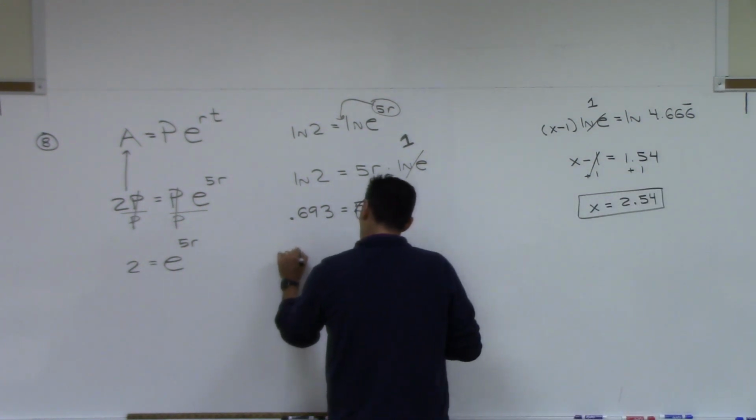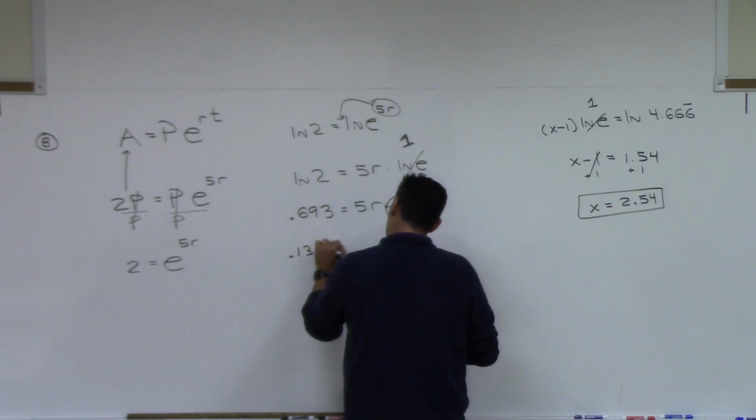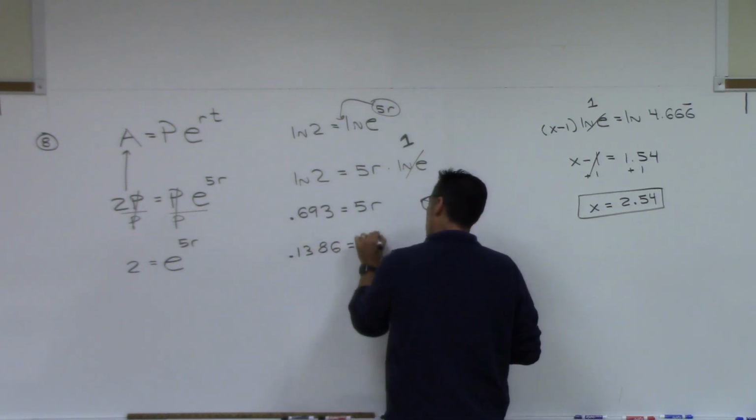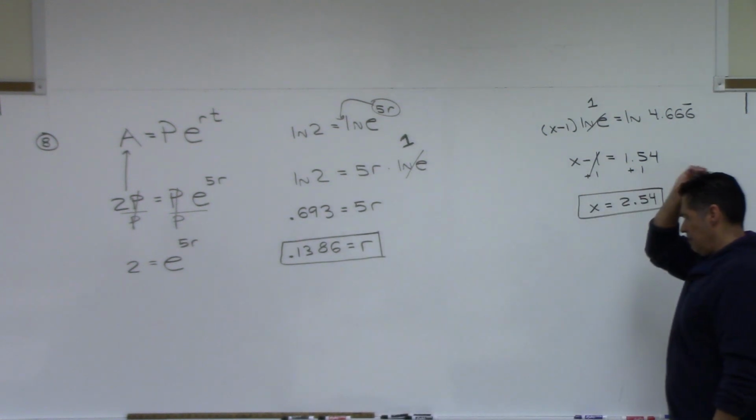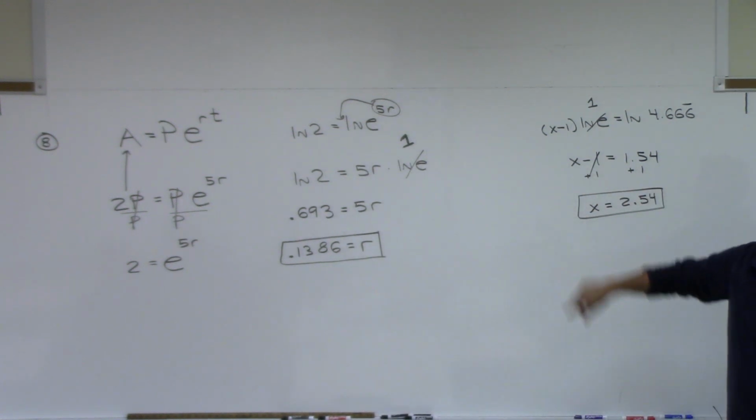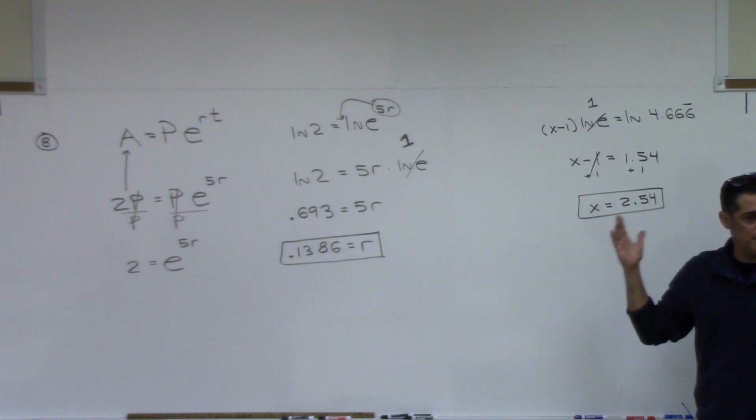So 0.1386 equals r. How did I get that? Just divided by 5, right? Both sides? Okay, that is a correct answer. I'll give you full credit for that.